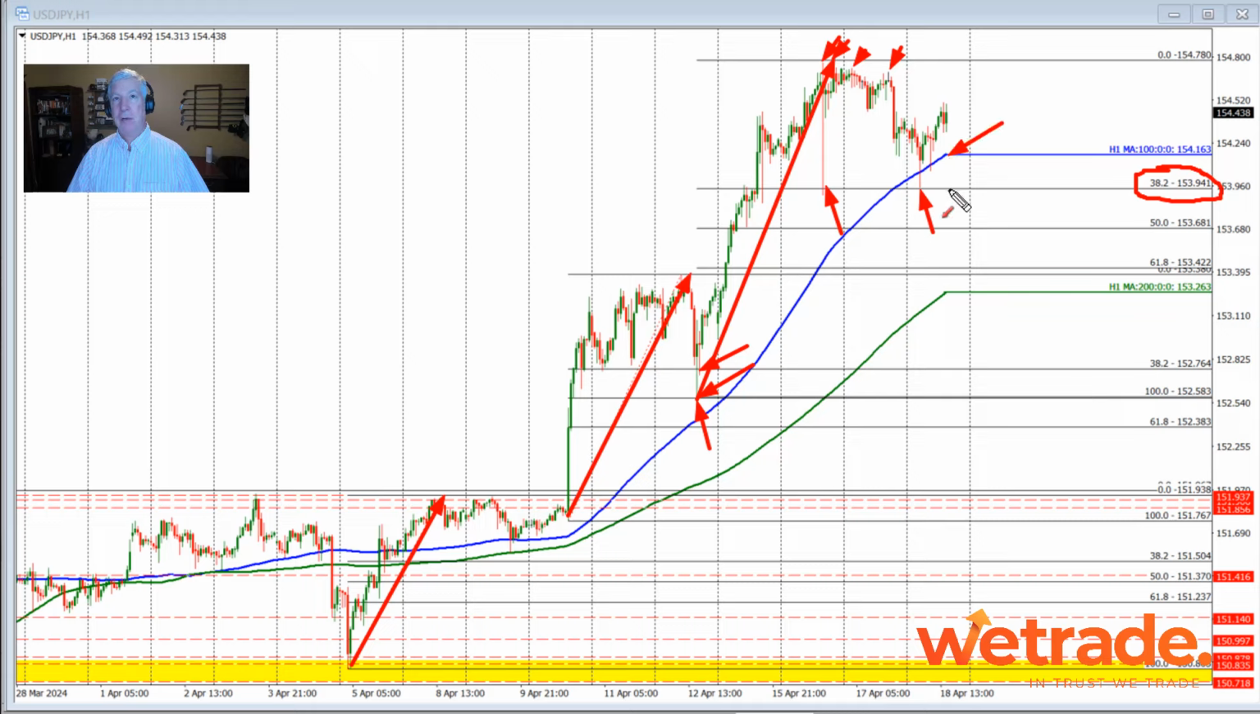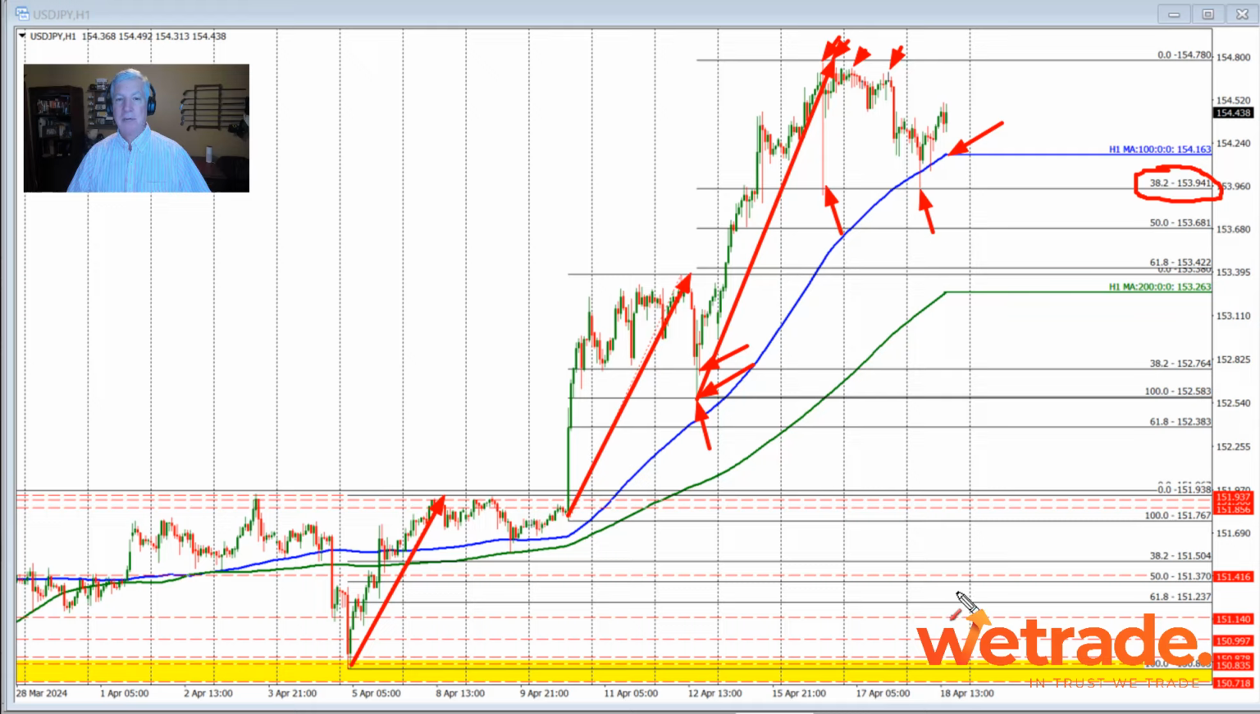Also in play is the 100-hour moving average. Yes, the price did move below the 100-hour moving average here and here, but that 38.2% retracement I harp on as another key level has to be broken and stay broken to prove that the sellers are more in control, and it just wasn't done. So buyers remain in control. On the top side, the 154.78 level and then 155 level is levels of importance for this currency pair.